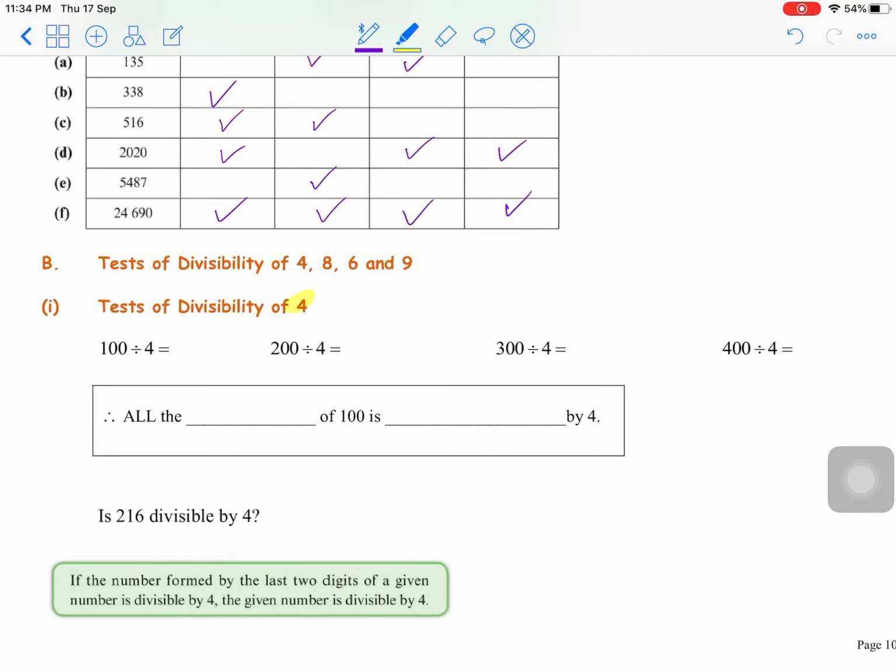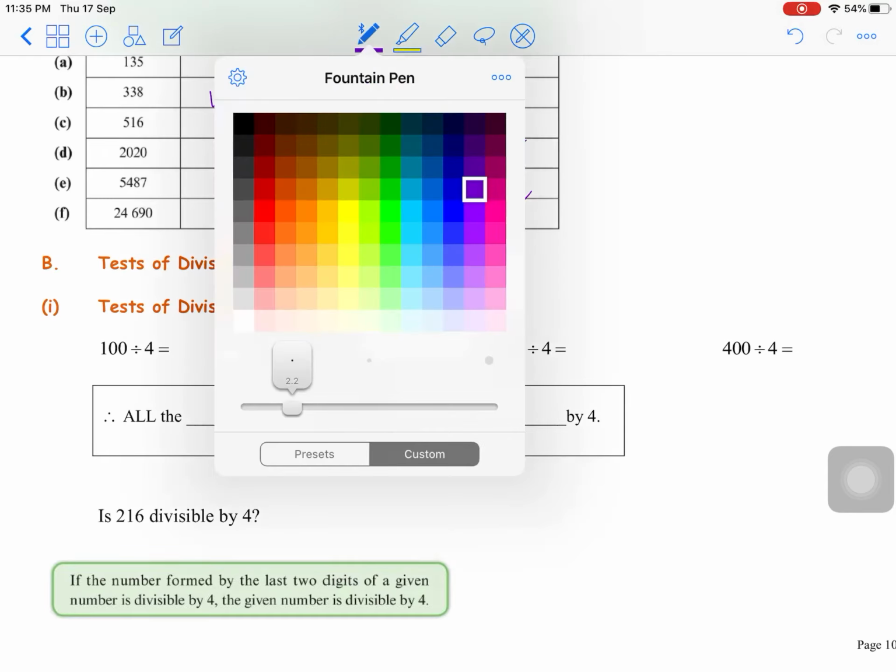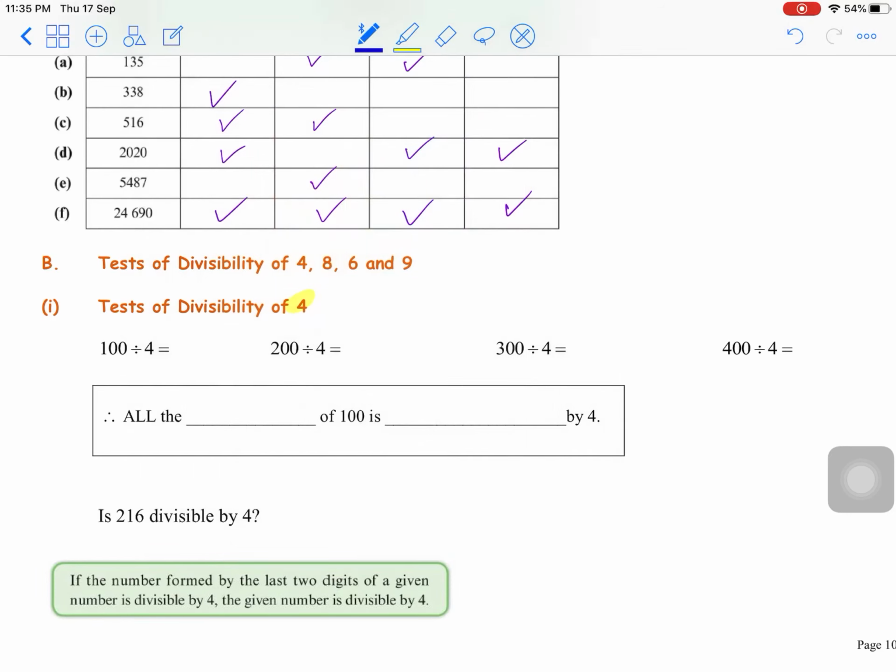But now I'm going to teach you a new method to check whether whole numbers are divisible by 4. Firstly, I check 100, 200, 300, and 400 to see whether they are divisible by 4.